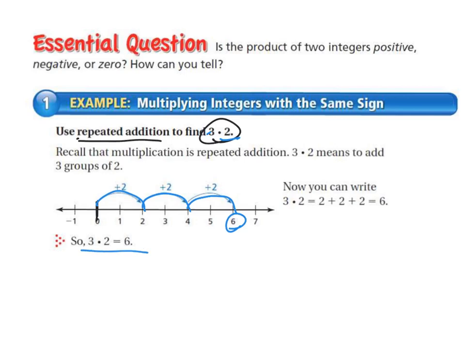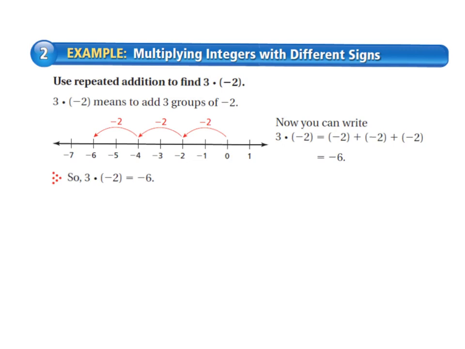We do the same thing with negative numbers. Now we're going to do 3 times a negative 2. So again, we're going to start at 0. We're going to move negative 2 places 3 times. So we're going to go negative 2, another negative 2, and a third negative 2. And we end up on negative 6, which is our answer.